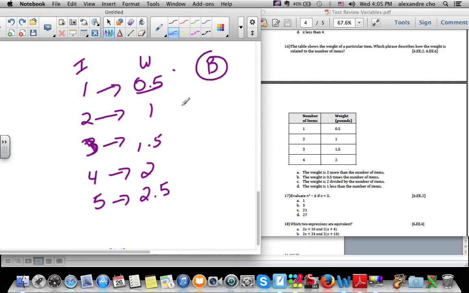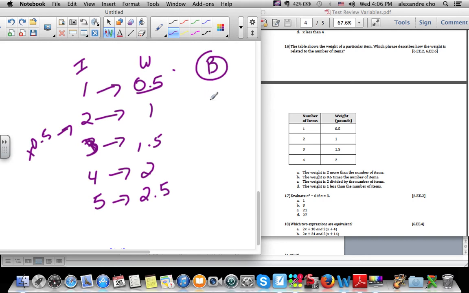If you multiply 1 times 0.5, no, that's not it. I'm sorry. The weight is 0.5 times the number of items. Oh, wait. Yes, it is. So you multiply the number of items times 0.5. Good, because 2 times 0.5 is 1, 3 times 0.5 is 1.5, and 4 times 0.5 is 2, and 5 times 0.5 is 2.5. That's the correct choice.